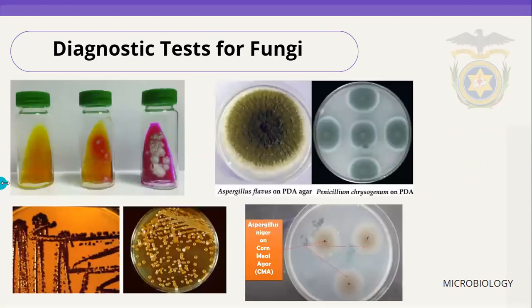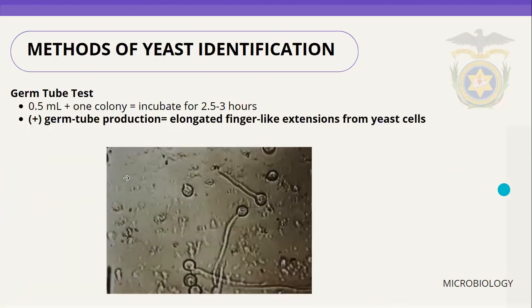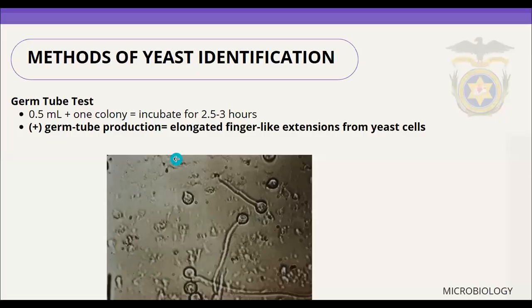Okay, so now let's move on to the following tests for the methods of yeast identification. First we have our germ tube test. In this test, we use 0.5 ml serum or plasma plus one colony of yeast, and we incubate it for 2.5 to 3 hours.